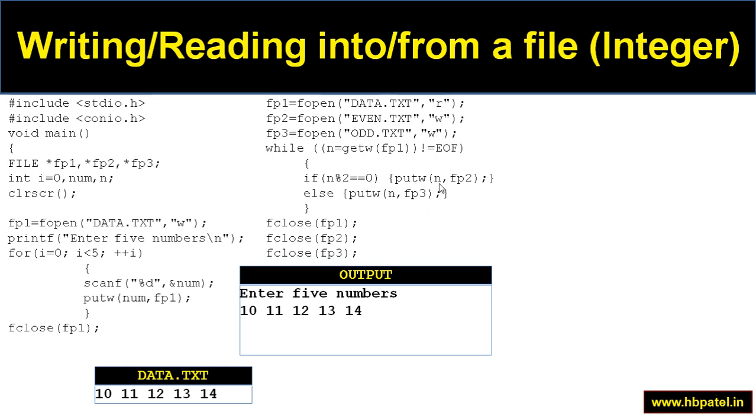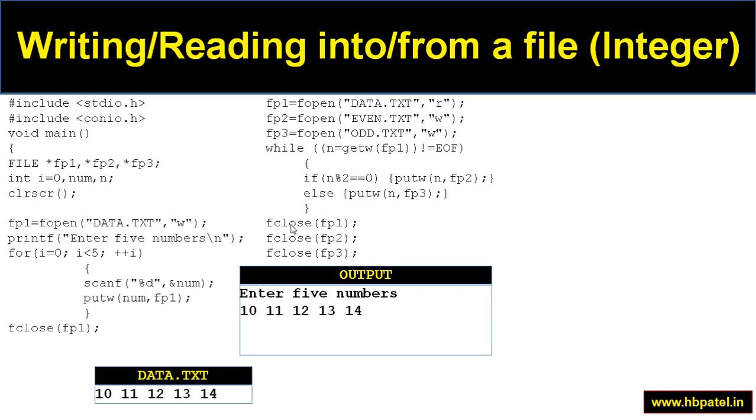So I'll be putting n into fp2. What is fp2? fp2 is even. So that 10 will go in fp2. The next time when I read it, it will be 11. 11 will be in n. So check 11 modulo 2 equal to 0. No. In that case, it will come to the else part and put 11 in fp3. What is fp3? fp3 is odd. So 10 will go in fp2, or even, and 11 will go in odd. Then likewise 12 will go in even, 13 will go in odd, and 14 will go in even.